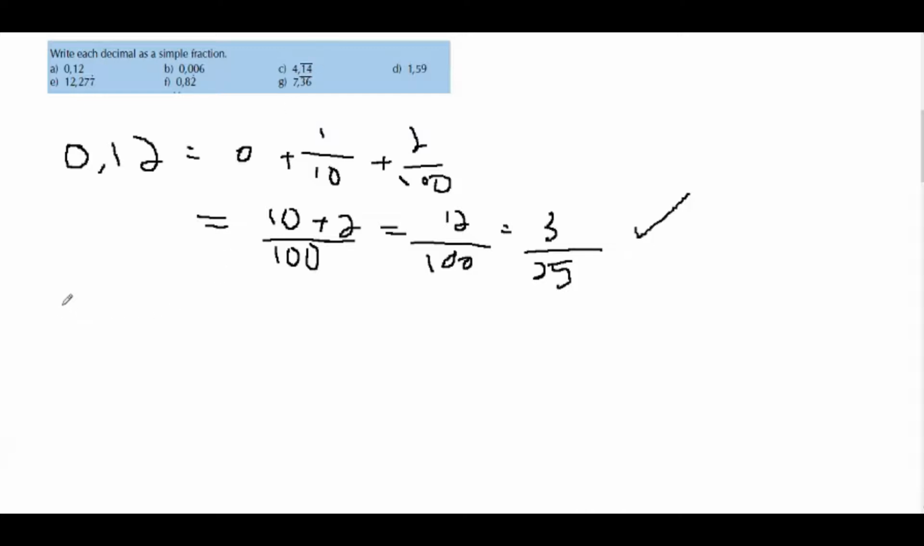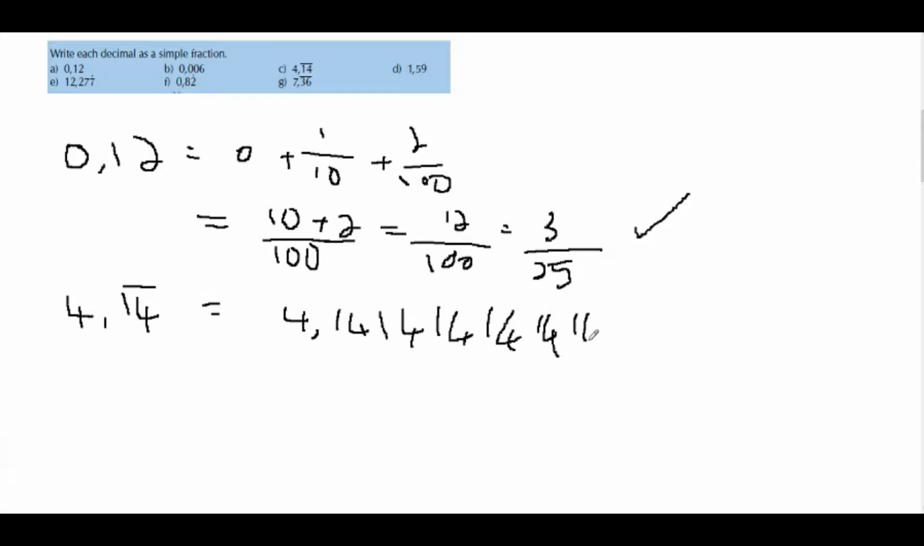Okay, I'm going to skip B because I just feel like it. So let's do C, which is 4.14 recurring. These are possible exam questions. At this level, they'll always be in there, something along this line. This is how we're going to do it. We have 4.14 recurring, which is the same as 4.141414141414, and so on.